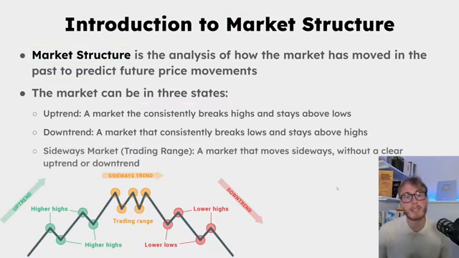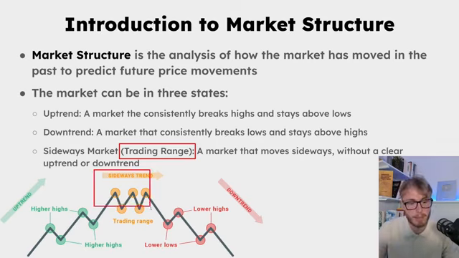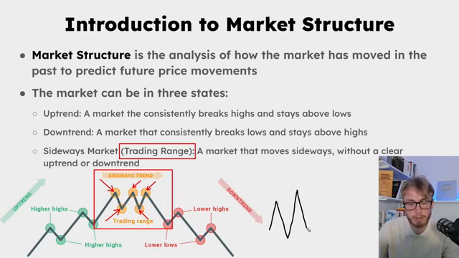And the final state a market can be in is a sideways market, or in other words, a trading range. And a trading range is very simple. That is a market that moves sideways without a clear uptrend or downtrend. So right here we have an example of a sideways market. You can see in this case we have the highs here at the same level and the lows at the same level. But a sideways market can also be a market that looks something like this.